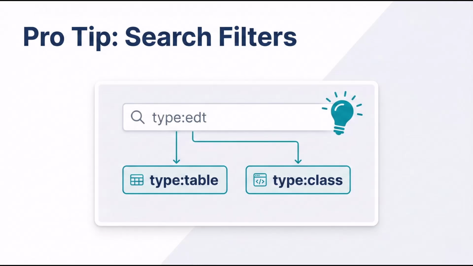Now here is a quick tip. The type: filter is really powerful. You can use type:EDT for data types, type:table for tables, or type:class for code. It filters the search results instantly, making querying the AOT much faster.